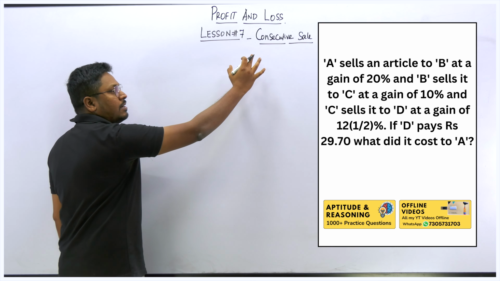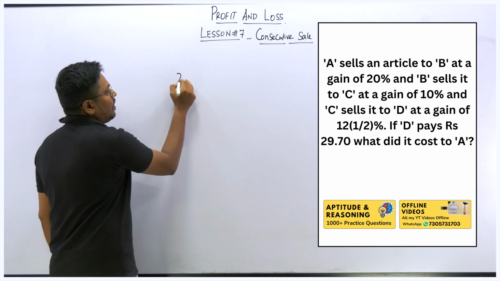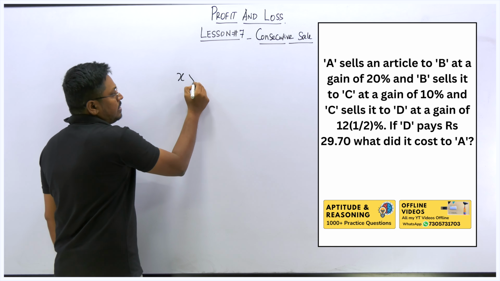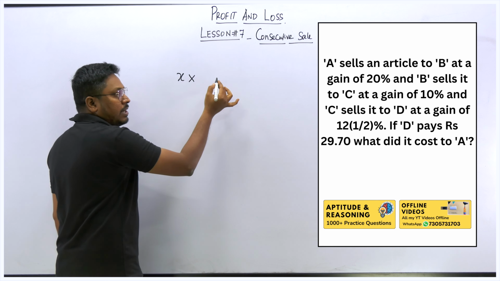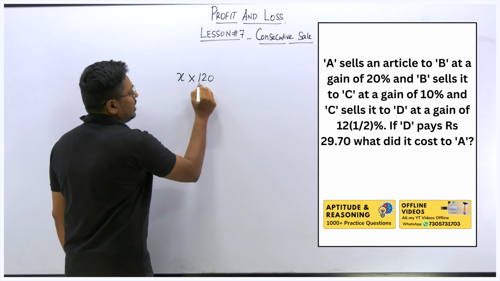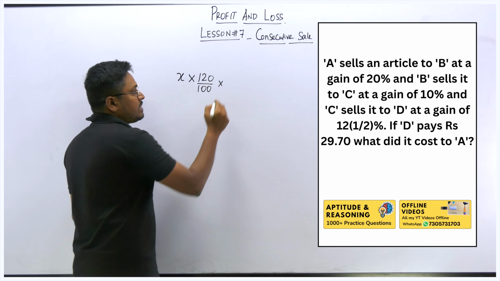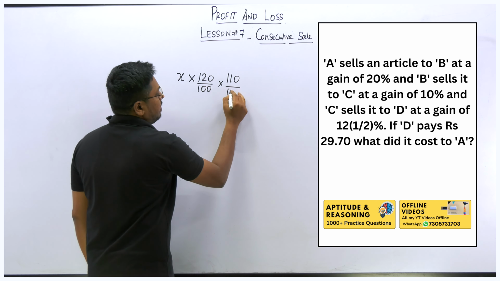Beginners can write it, but after solving a few questions, that is not required. So first, the cost price of A is unknown, so x. He is selling the article to the second person B at a gain of 20%, so multiply by 120 divided by 100. And B to C with 10% gain, so 110 divided by 100.